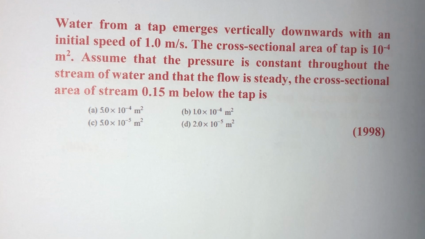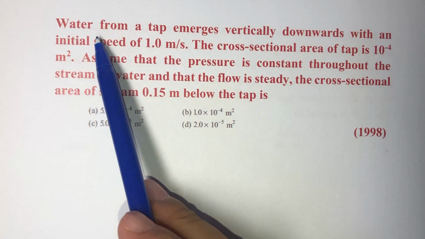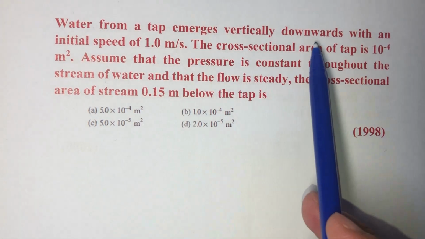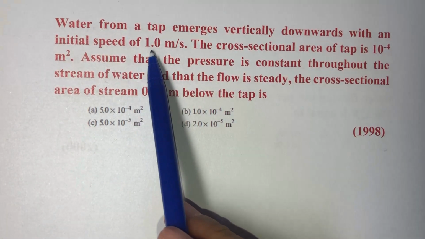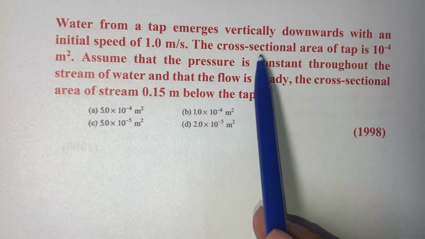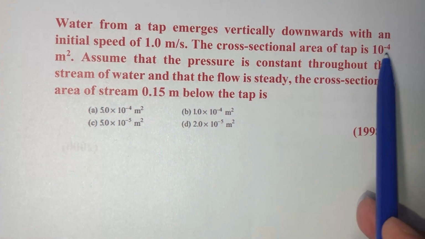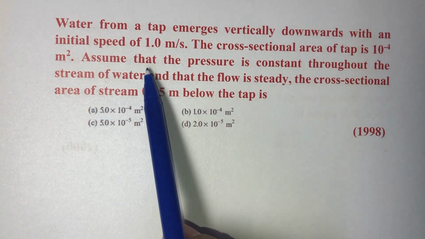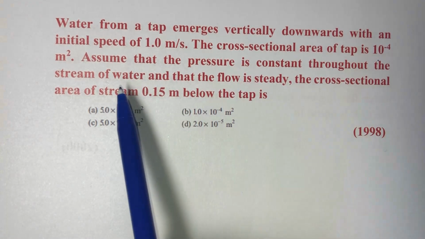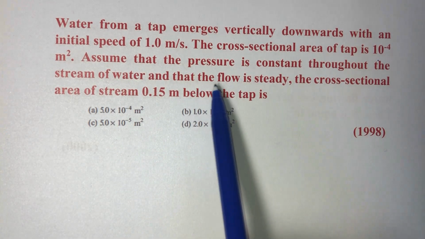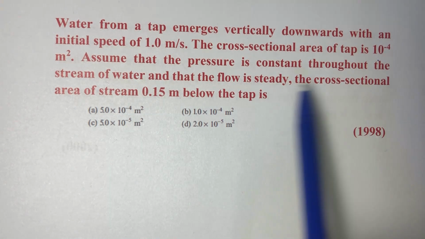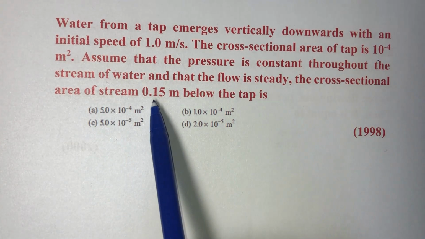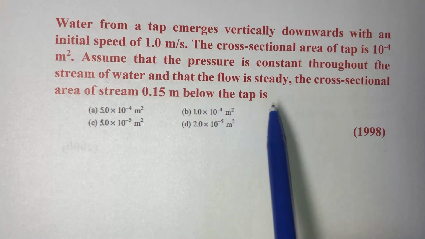Hello friends, today's question: water from a tap emerges vertically downwards with the initial speed of 1 meter per second. The cross-sectional area of the tap is 10 to the minus 4 meter square. Assume that the pressure is constant throughout the stream of water and that the flow is steady. The cross-sectional area of the stream 0.15 meter below the tap is.